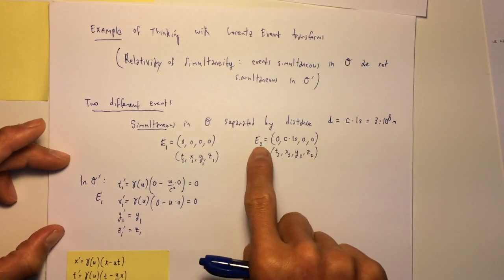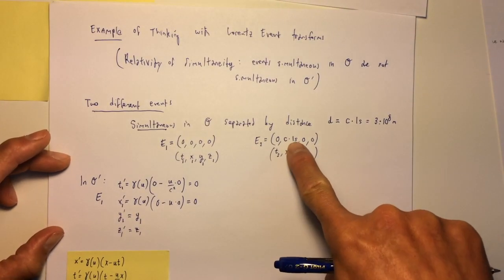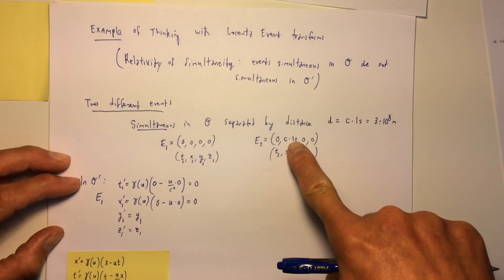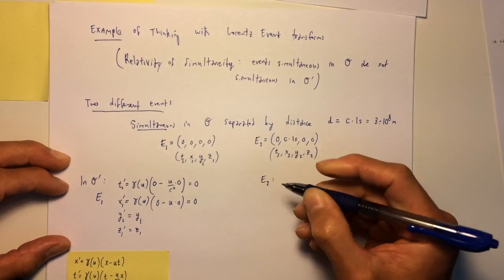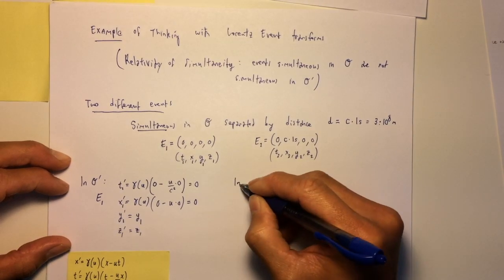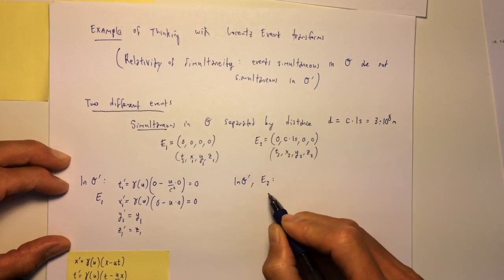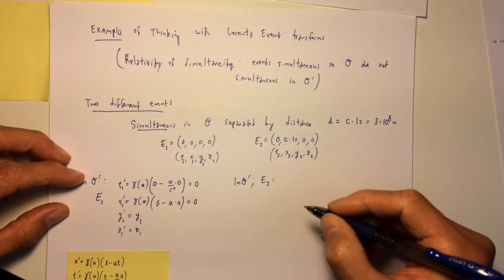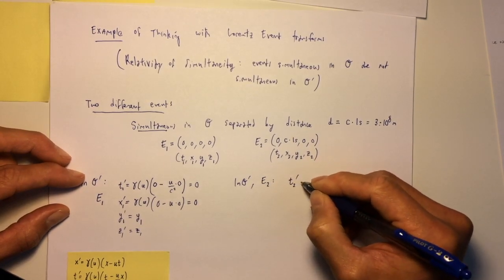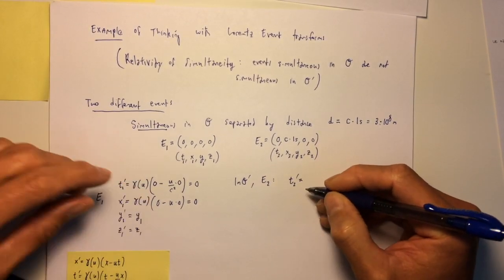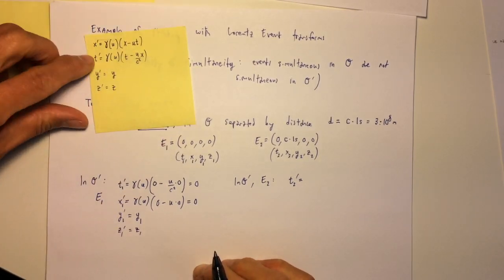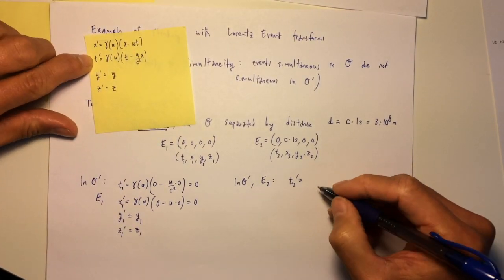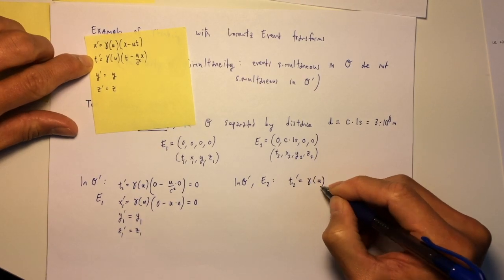But the other one, event number 2, does not happen at the origin, right? So event 2 is more interesting. In O prime, let's study event number 2. So T2 prime is equal to, so let me put this, probably okay to put it here. So here's T prime. So T2 prime is gamma of U.